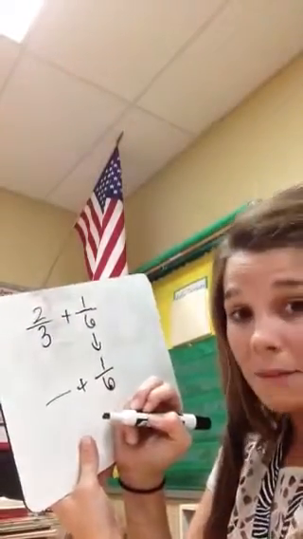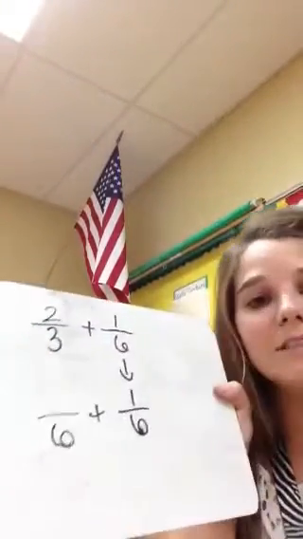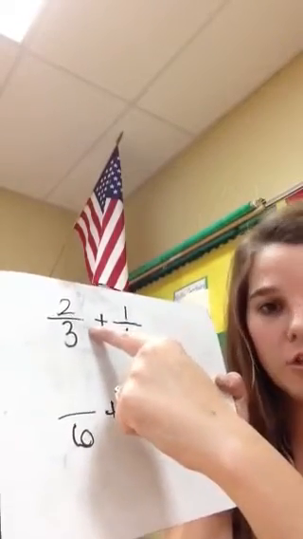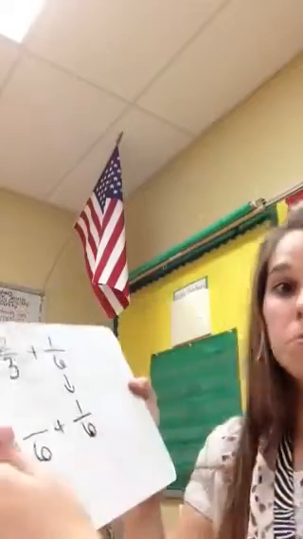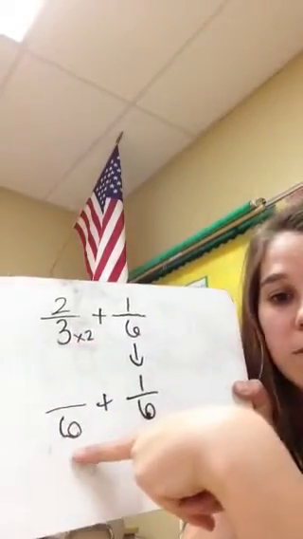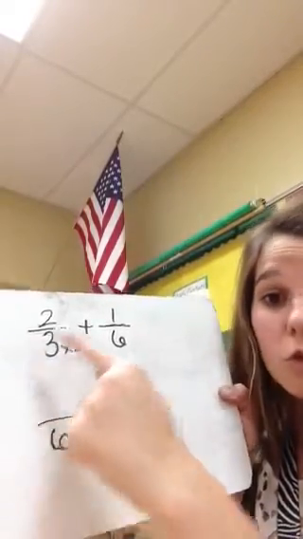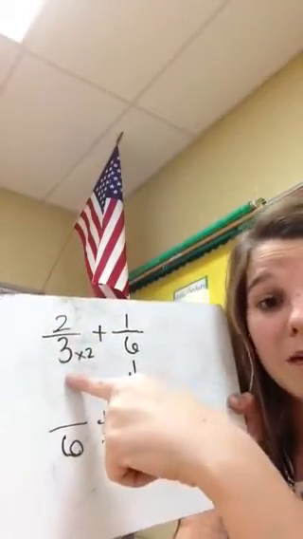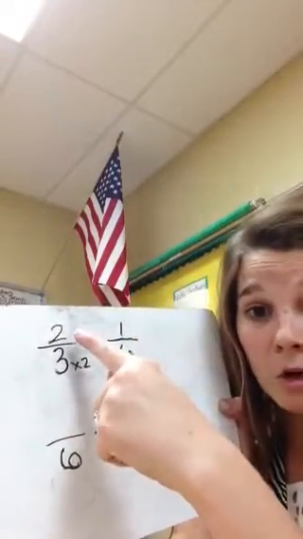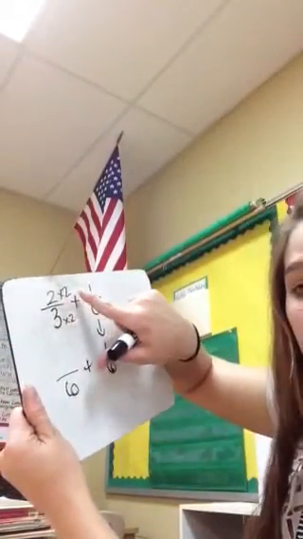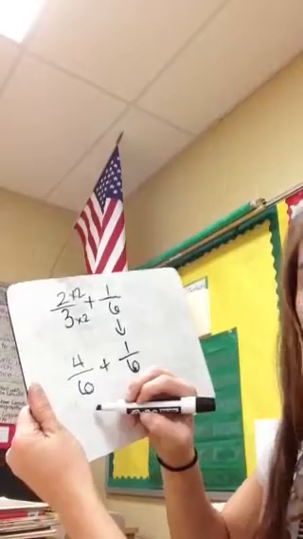Well, I know I want my denominator to be 6. So now I have to think, how did I go from 3 to 6? What did I do to the 3 to make it a 6? I multiplied times 2. I did 3 times 2 to get my new denominator of 6. Then there's that golden rule. Whatever you do to the bottom, you also have to do to the top. So if I multiplied my denominator by 2, I need to multiply my numerator by 2. So now my new fraction is 2 times 2 is 4/6.